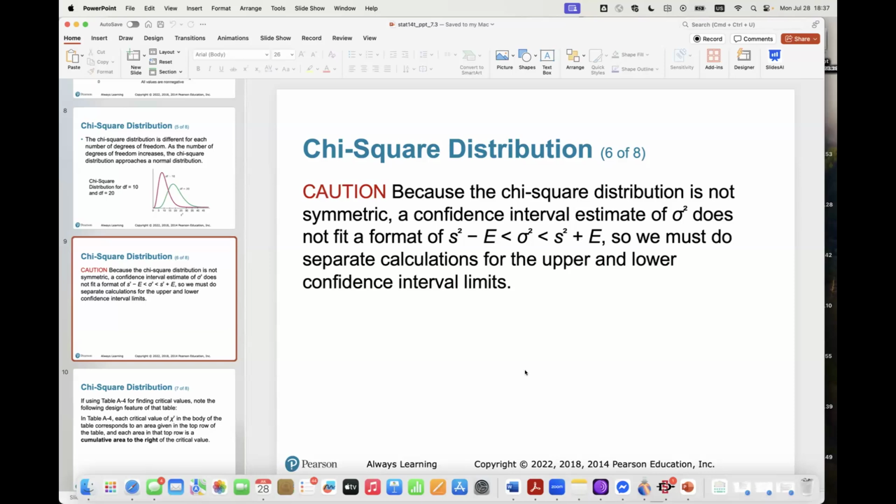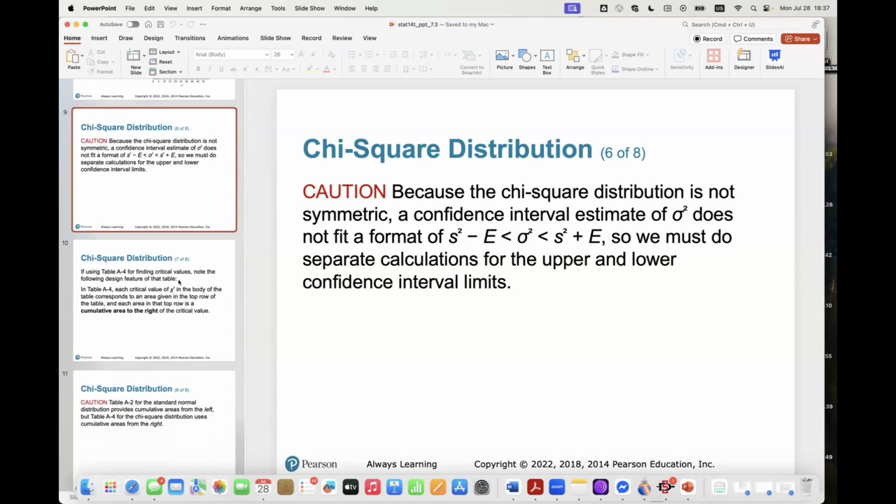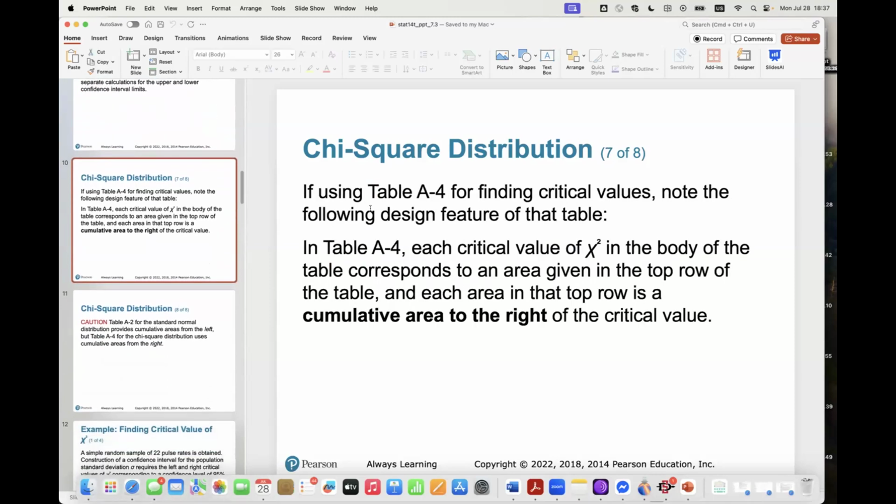So we must do separate calculations for the upper and lower confidence interval limits for this chi-square distribution instead of the normal distribution, right? We can find one of them, and the other one will not be symmetric. So it's very easy. Now, for the chi-square distribution, we have to use table A4 for finding critical values instead of table A2 like we did in the previous example.